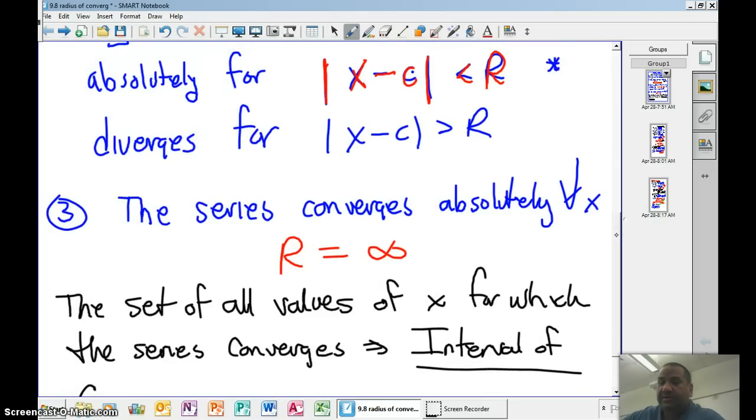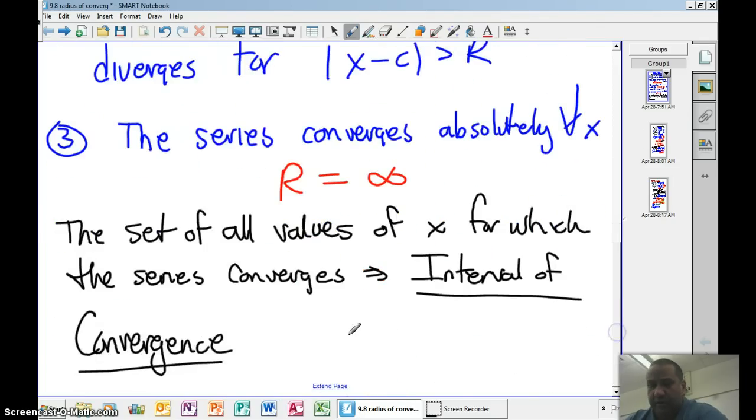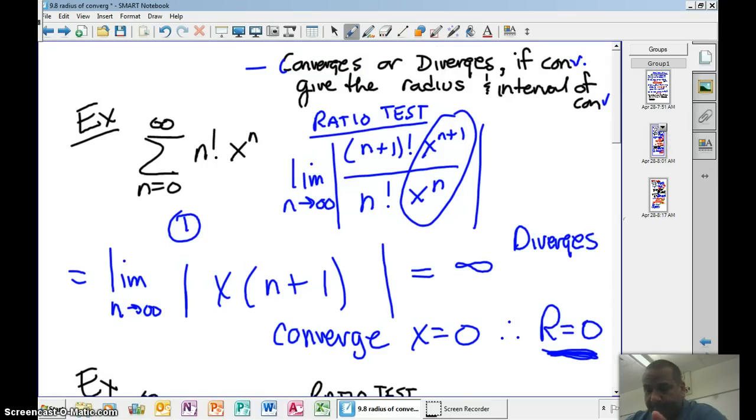The third one means the series converges absolutely for all x, remember that upside down A means for all. That means that the series converges for every x, and the radius of convergence would be infinity. That means it converges for all of them. The radius of convergence is the whole number line. The set of all values of x for which the series converges is called the interval of convergence, and we write it in interval notation. All right, I have some examples here, so let's go over them, and they're worked out already.